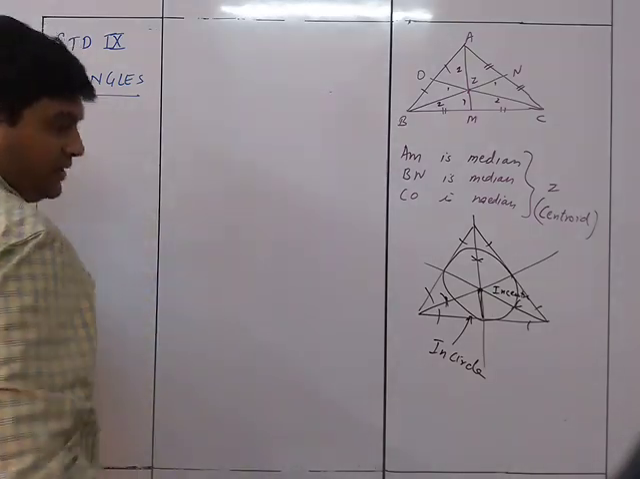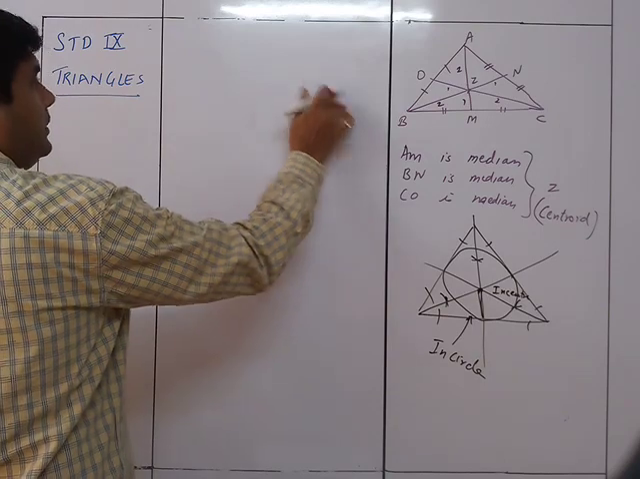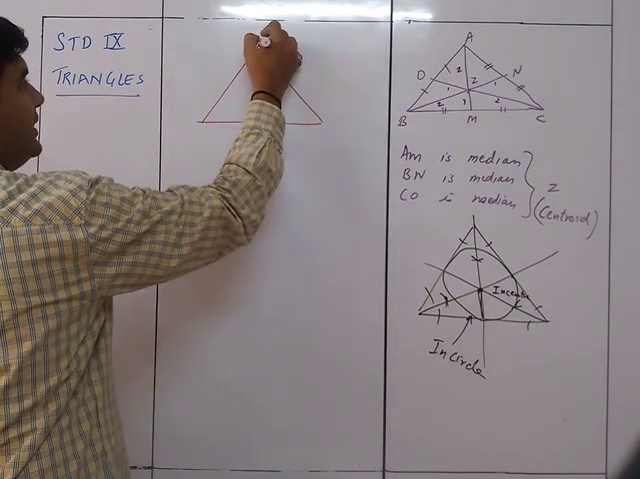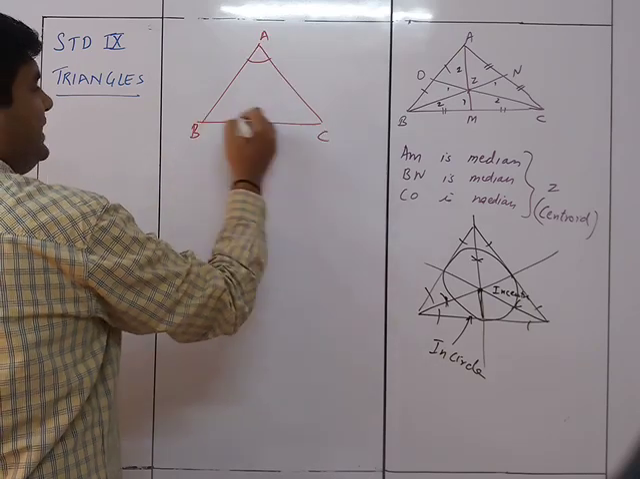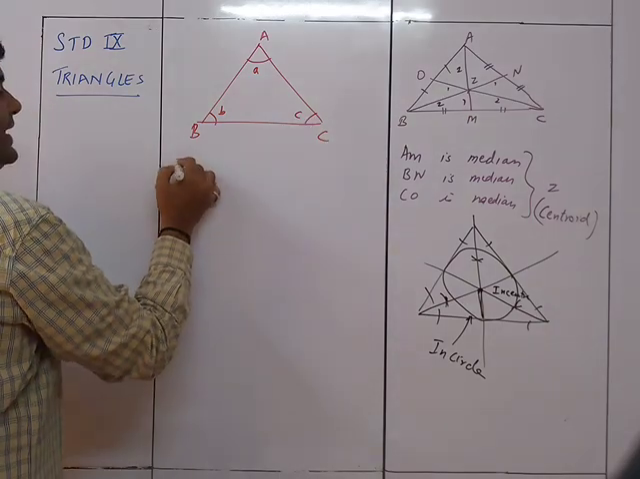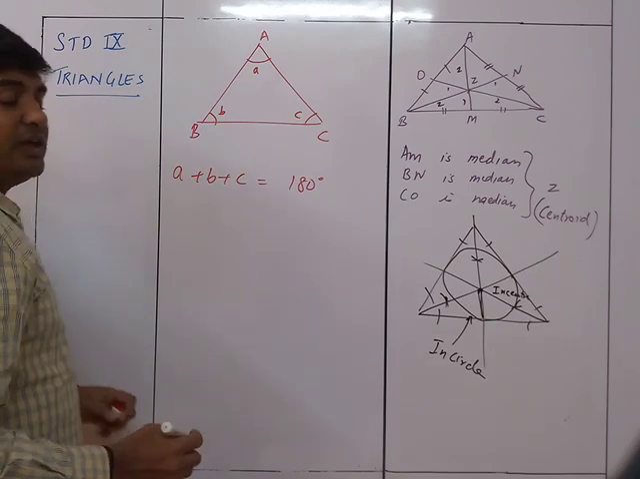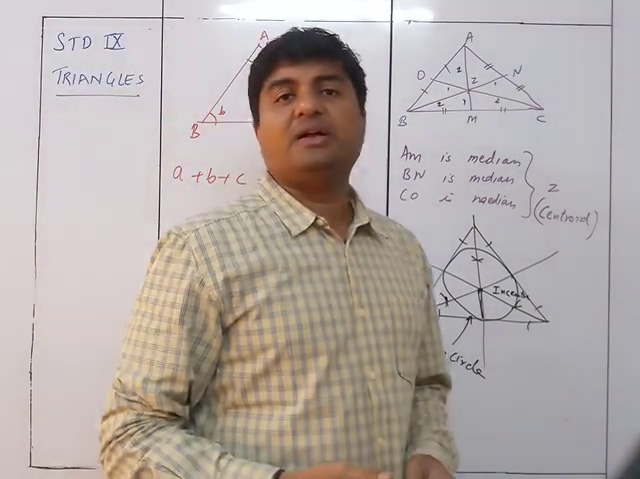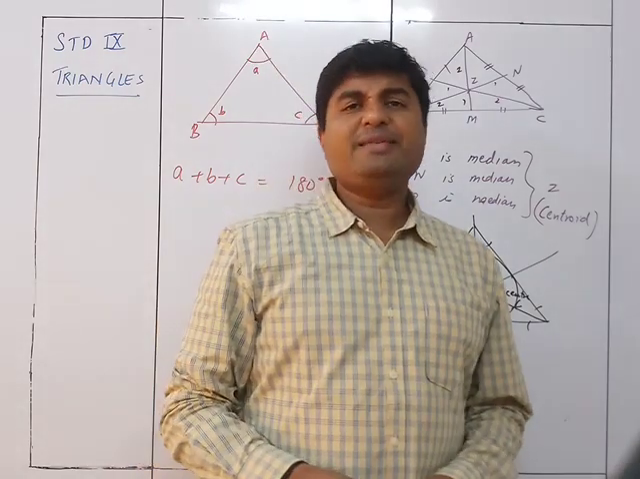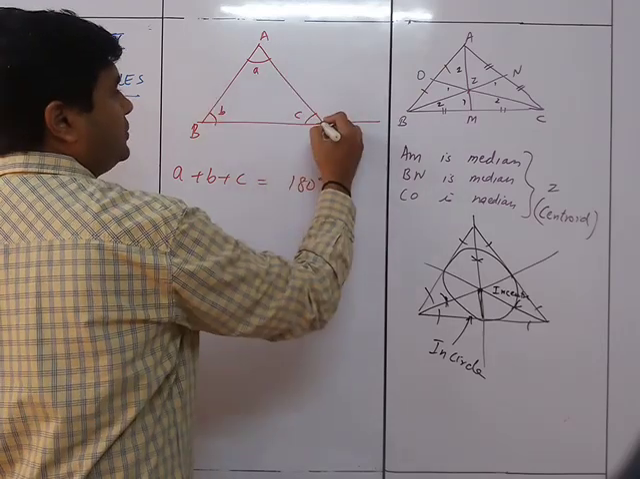So the first property we are seeing is, if this is a triangle with angles A, B and C, it is seen that A plus B plus C is 180 degrees. That is, the first property is that the sum of the angles of a triangle is 180 degrees. We can easily prove this also. We can just extend this and draw a line parallel to this over here.